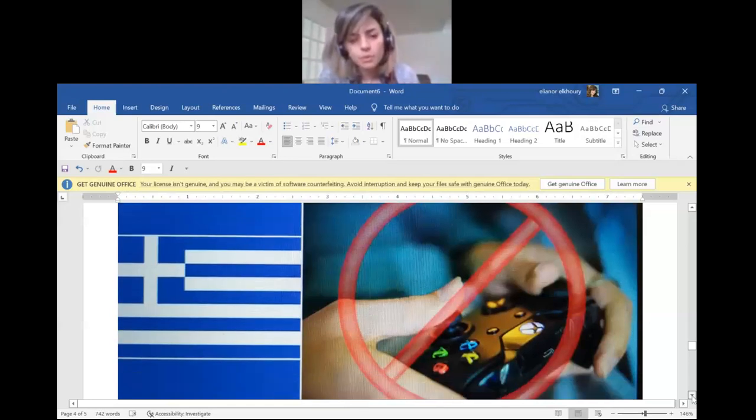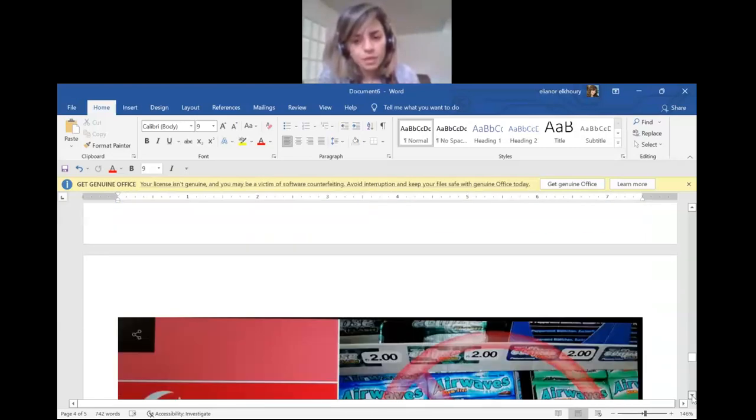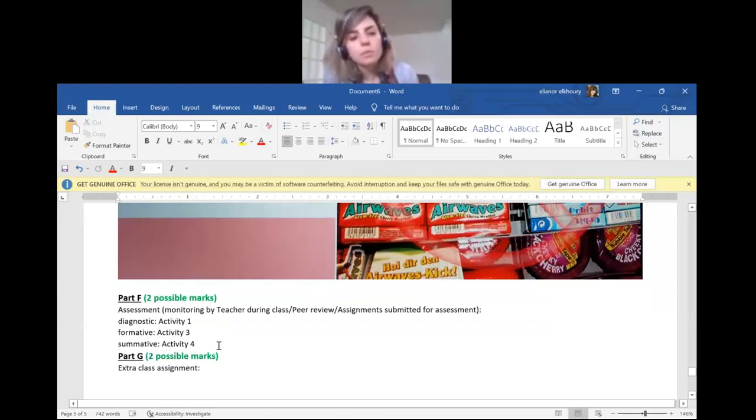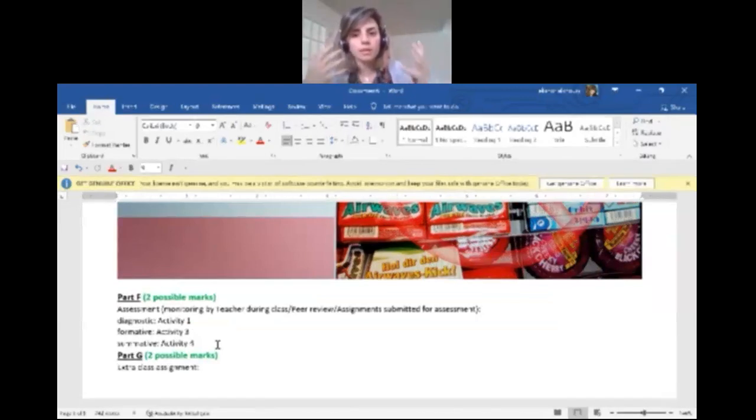And when it comes to the assessment, for me, the diagnostic assessment was done through activity one, the startup activity. And this is something I always do. I always count on the startup activity to give me a general idea about my students' background knowledge.